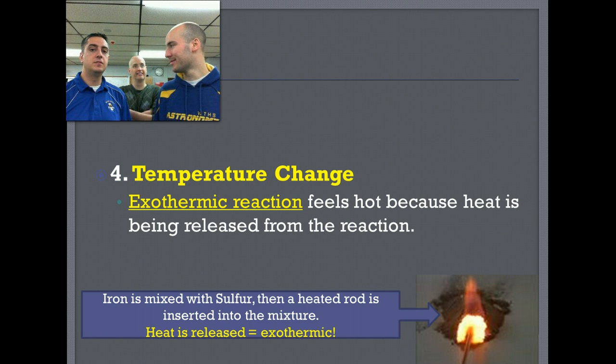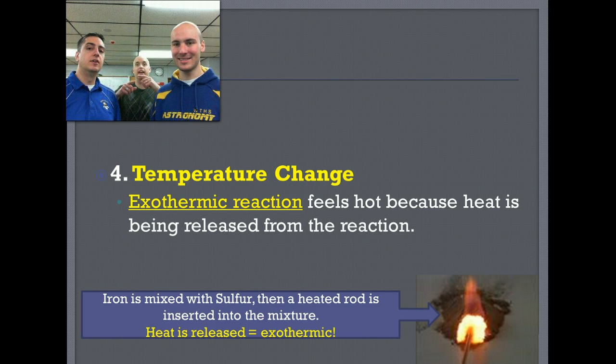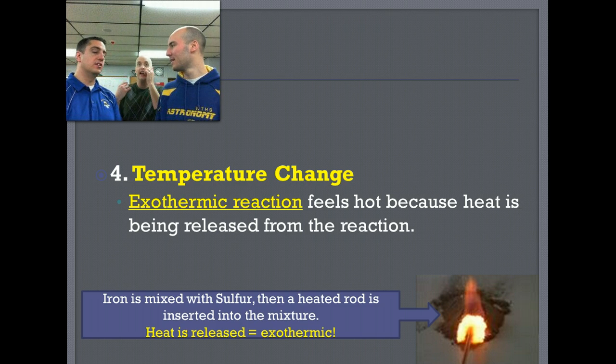I didn't know that, actually. You have to add a heat source, a rod, and then you get more heat, but that's the catalyst that just starts the reaction. Then it gets crazy hot.